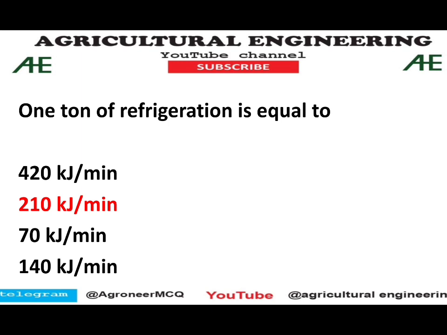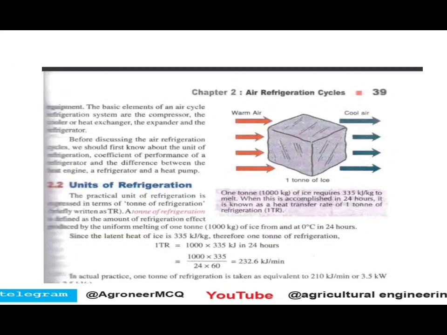So 1 ton of refrigeration is equal to 210 kilojoule per minute. 1 ton of ice requires 335 kilojoule per kg to melt. When this is accomplished in 24 hours, it is known as the heat transfer rate of 1 ton of refrigeration. In other simple words, a ton of refrigeration is defined as the amount of refrigeration effect produced by the uniform melting of 1 ton of ice from and at 0 degrees Celsius in 24 hours. So please keep in mind the definition of a ton of refrigeration.